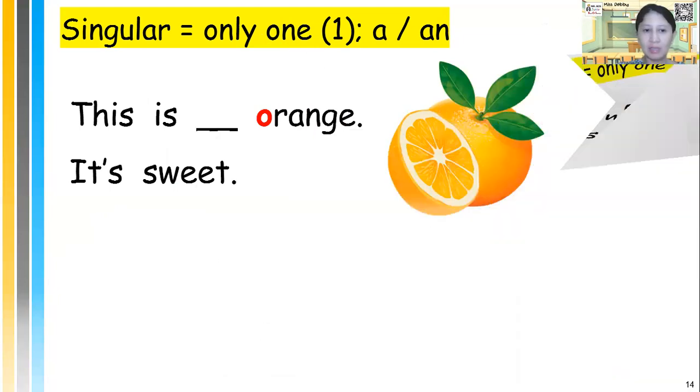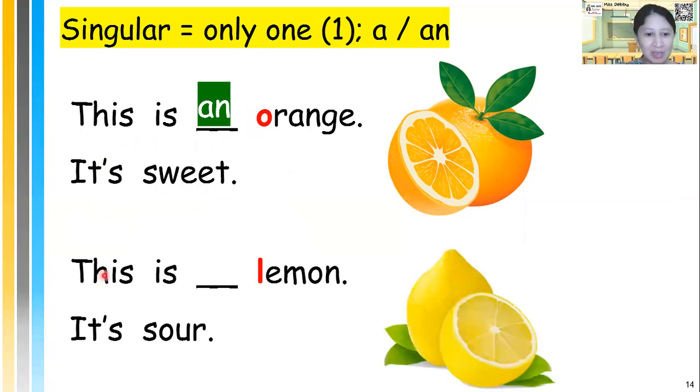And then how about this one? This is orange. So what is missing here? A or an? An orange. Good job, because orange begins with a vowel O. Yeah. This is an orange. It's sweet. Wow. Do you like orange?